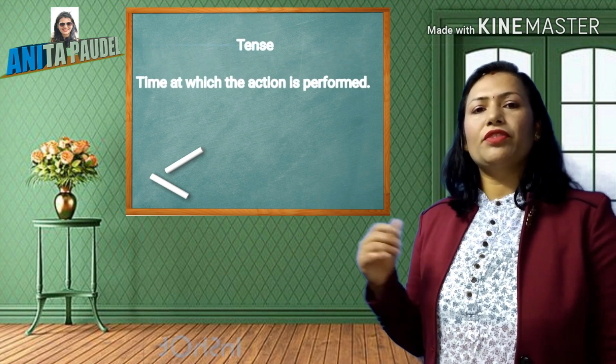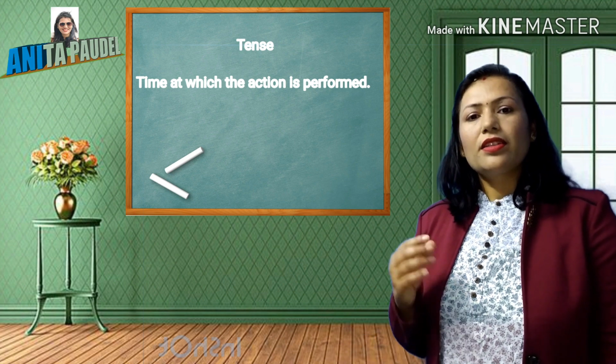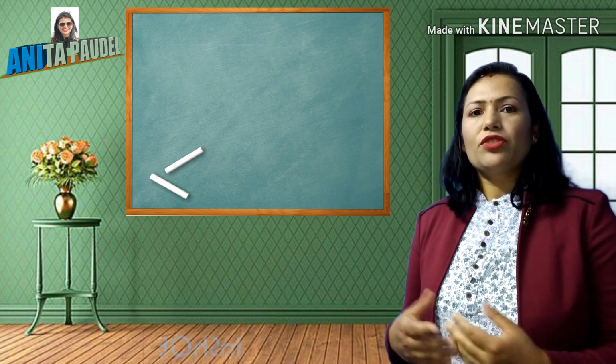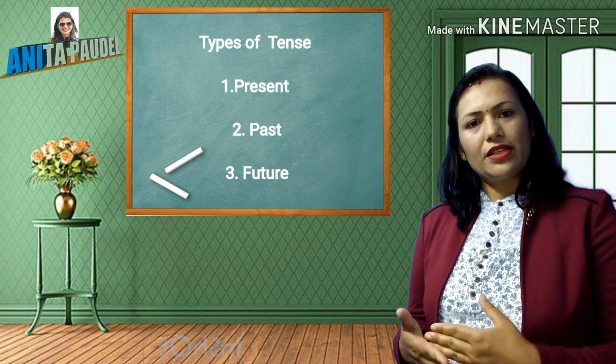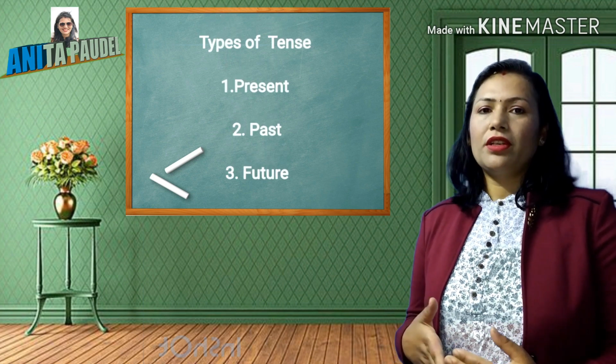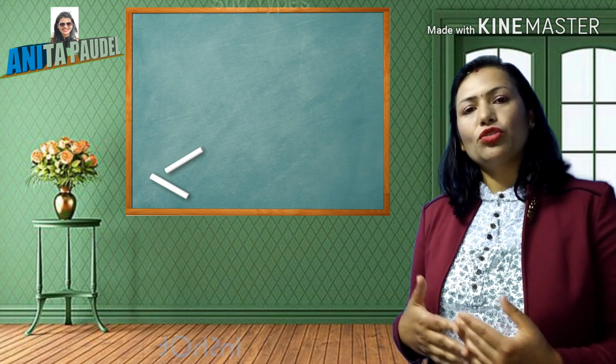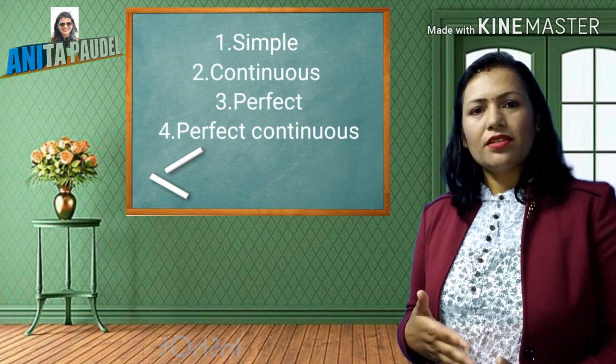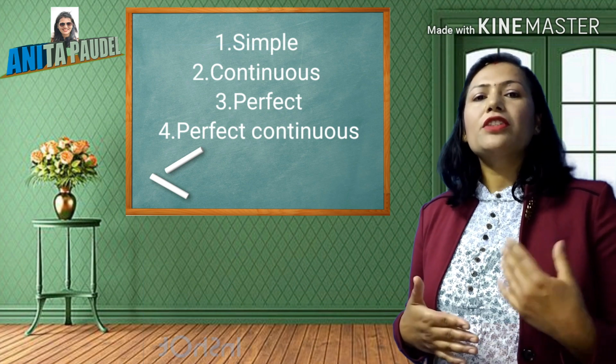Similarly, the third thing that we need to know is tense. Tense means the time at which the action is performed. It has three types, that is present, past and future. Similarly, they are subdivided into four other types: simple form, continuous, perfect and perfect continuous.